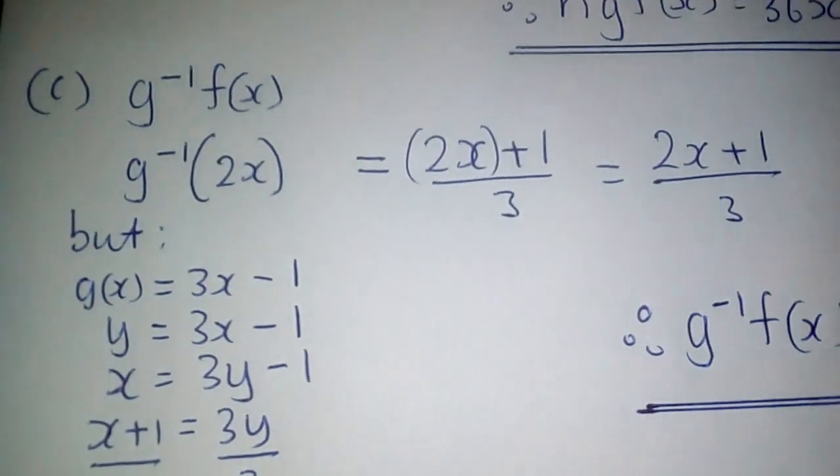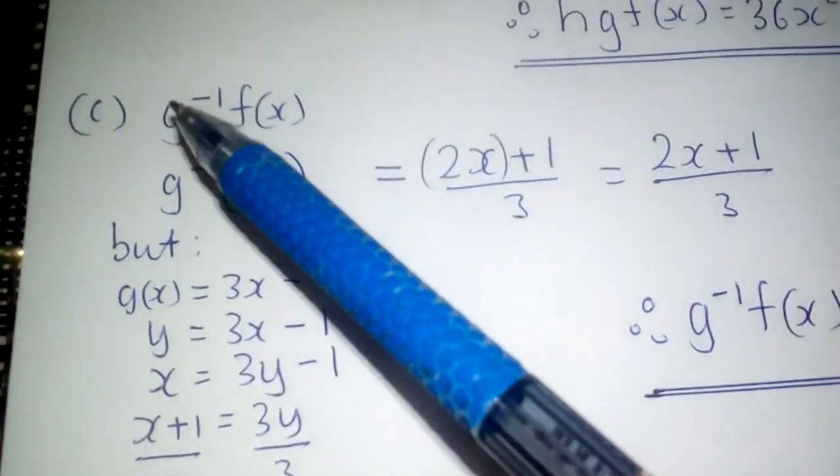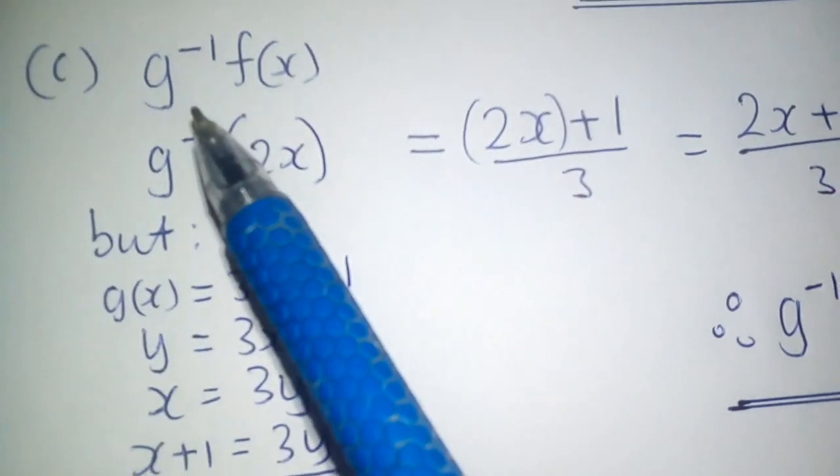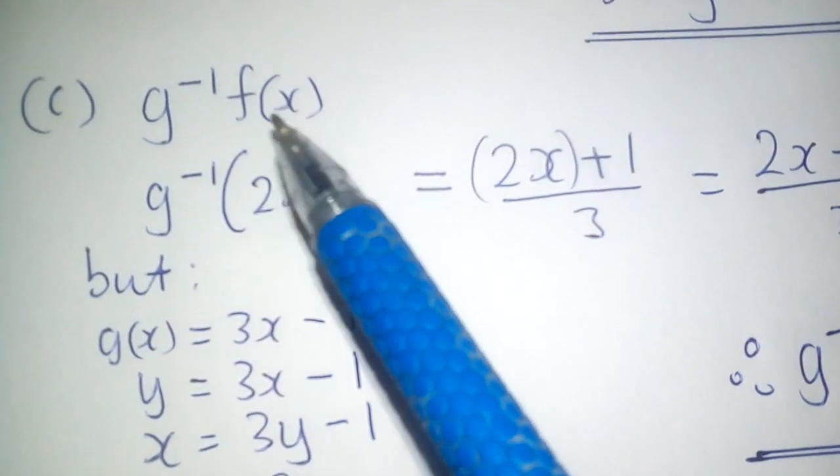Let's see the third example of simplifying. I have inverse of g and f(x).